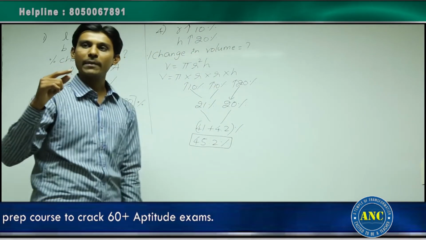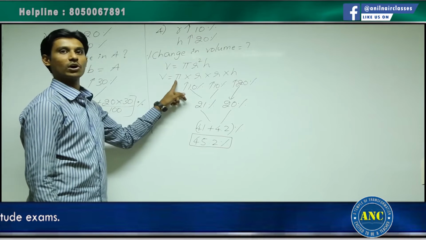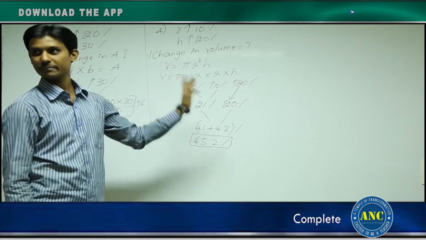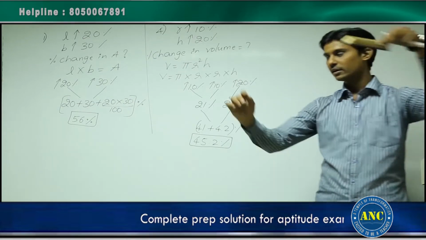They are asking about a parameter called change. What is the percentage change? But pi is nothing but a constant. It will never change. So ignore it. Understanding, right? Pi is a constant quantity. It is 22 by 7. Right? Fifth question.